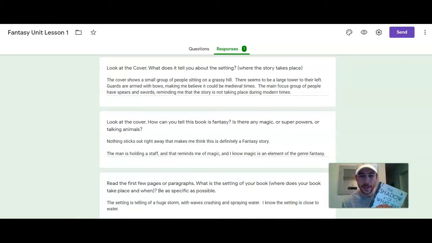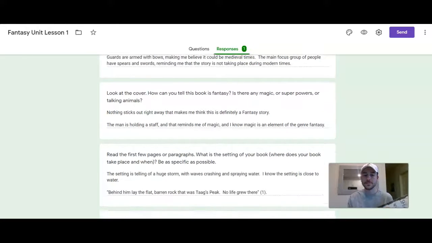I said that nothing stuck out right away to make it definitely fantasy. I know fantasy has magic and superpowers and maybe talking animals. I said that there was the man holding the staff here, and that reminds me of magic, and I know that magic is part of the genre fantasy. That was the only inference that I made, and that's okay. I was trying to be as specific as possible based on the clues that I was given.